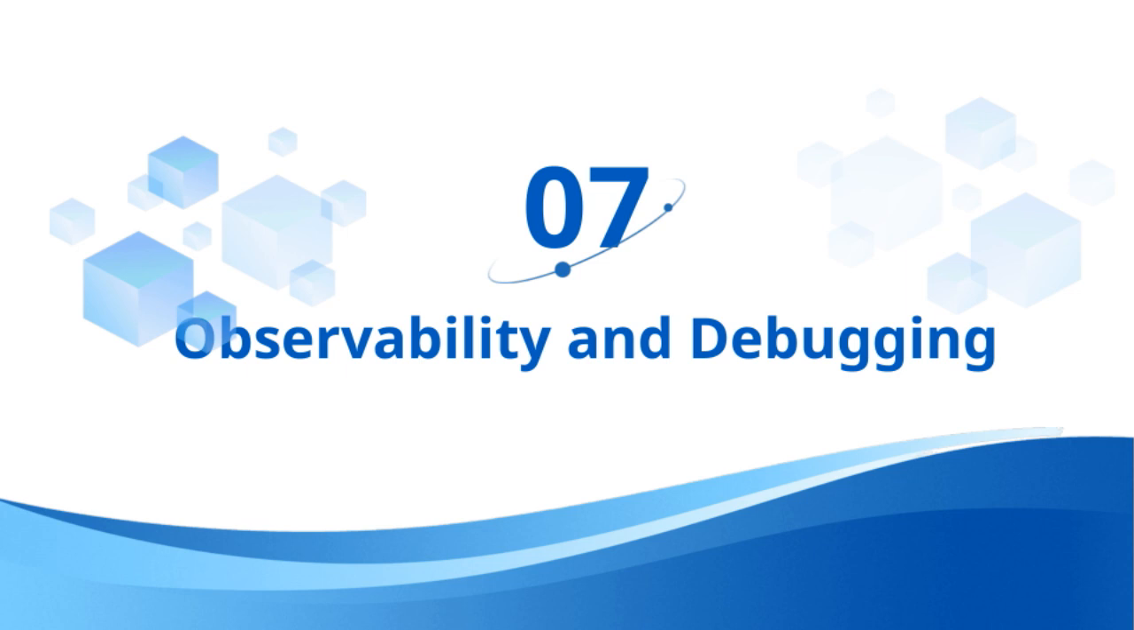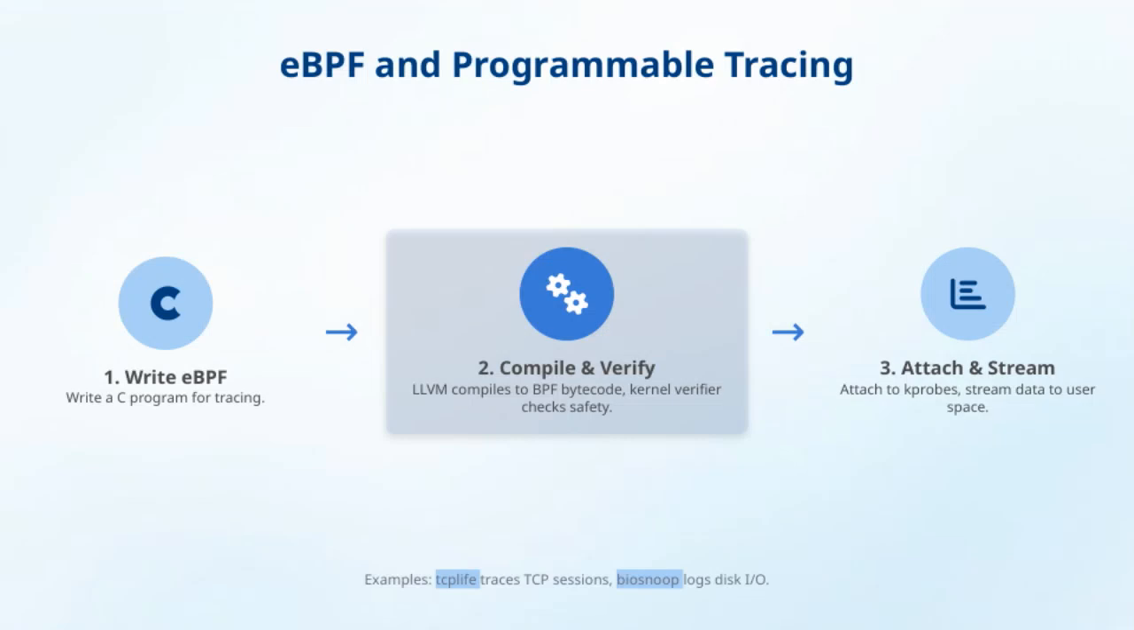Let's walk through the process of eBPF and programmable tracing. First, you start by writing a C program specifically for tracing. This is where you define what events or data you want to monitor. Next, you compile this C code into eBPF bytecode using LLVM. The bytecode is then checked by the kernel verifier to ensure safety and security, making sure it won't harm the system.